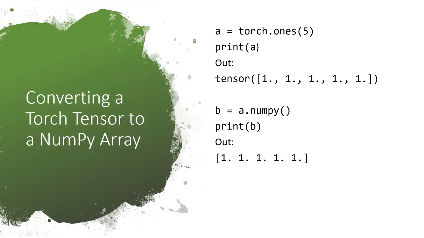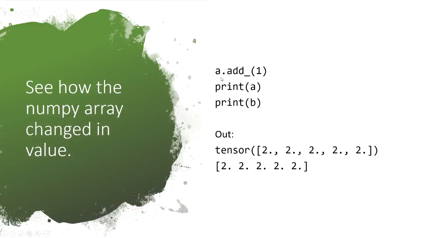So, for example, if we get a equals torch.ones(5), so we construct a tensor and print it, you can see that we've got a one-dimensional tensor with 5 ones. If we get b equals a, the a that we just constructed, .numpy(), and print out b, it has the same details. So it's taking that from there. Now, if we do a.add_ in place and print a, you'll see that, but also if we print b, it just changed that as well. So as you can see, they're sharing.